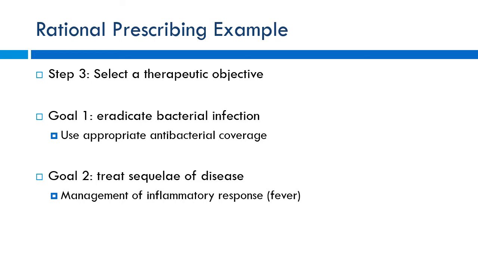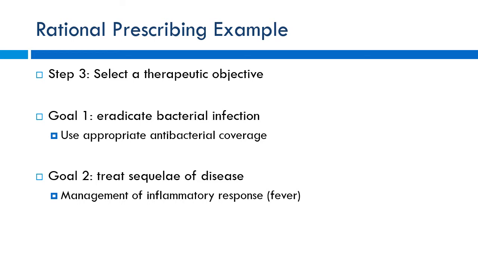Okay, next we're going to try to select a therapeutic objective. If we have a bacterial infection, our objective should be to get rid of the bacteria, right? So again, we need to kill them off. And how are we going to do that? Make sure we're using appropriate antimicrobial coverage, right? So I'm not going to use an antibiotic that doesn't hit strep pneumo if I think that's the most likely bug to be the causative organism here, right?